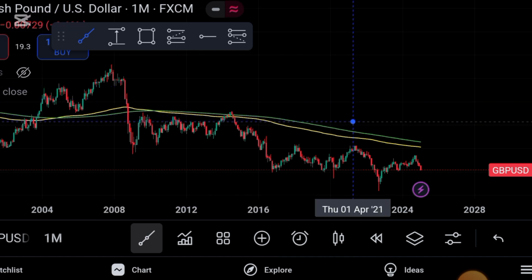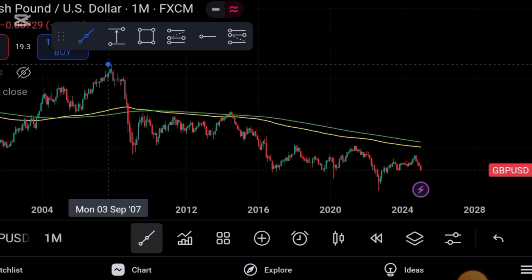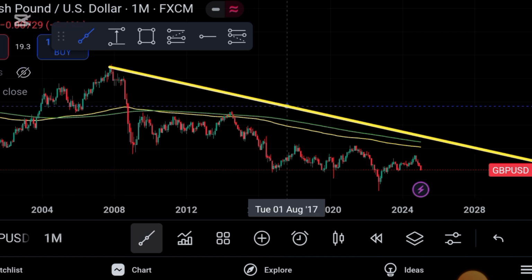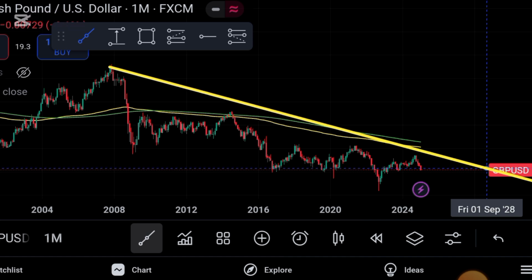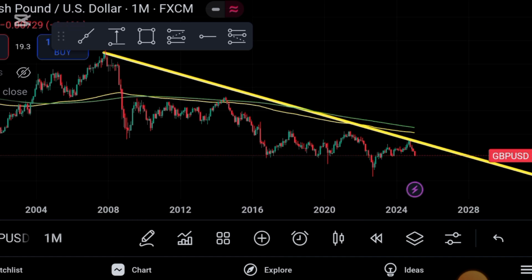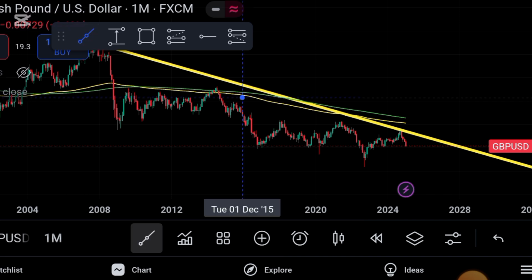I always use the Ray tool because it makes my life a lot easier for today and for future days, of course. But I also do like to do my analysis each and every single week, starting from the monthly chart.